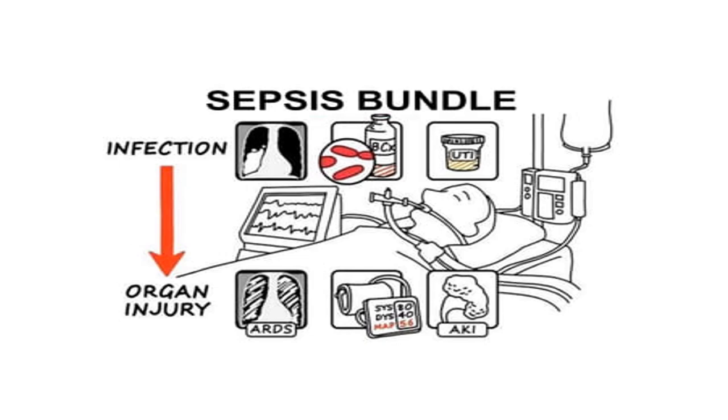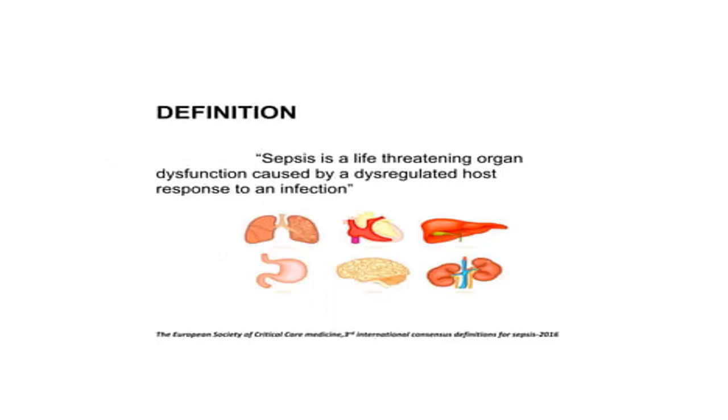Sepsis bundles. If a patient is having a simple infection, a urinary infection, we don't say that it is sepsis. We say sepsis when the patient is having infection and it has involved the organs of the patient. That is, it is damaging the kidney, the lungs, liver, etc. Then we say that the patient is in sepsis. By definition, sepsis is life-threatening organ dysfunction caused by a dysregulated host response to infection.